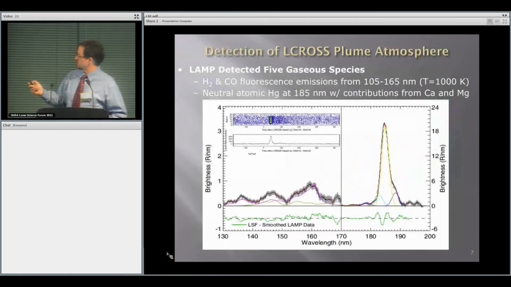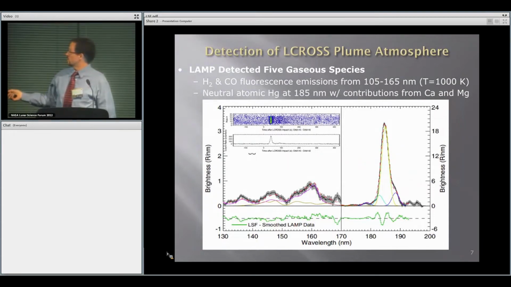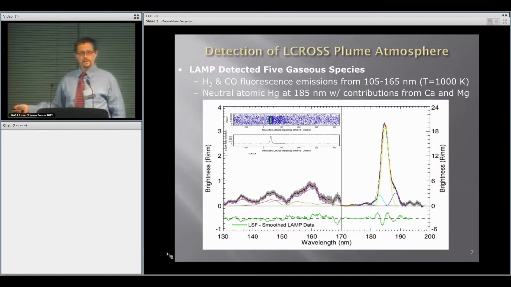And I'll show a little bit on the next slide of that. But being a UV spectrograph, we were able to disentangle molecular hydrogen and carbon monoxide fluorescence emissions from these 130 to 165 nanometer wavelength spectra. And at longer wavelengths, this emission feature here is explained by atomic mercury with contributions of calcium and magnesium on the wings of this line profile here.